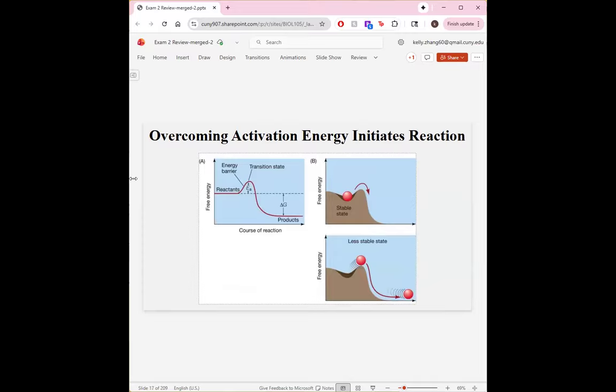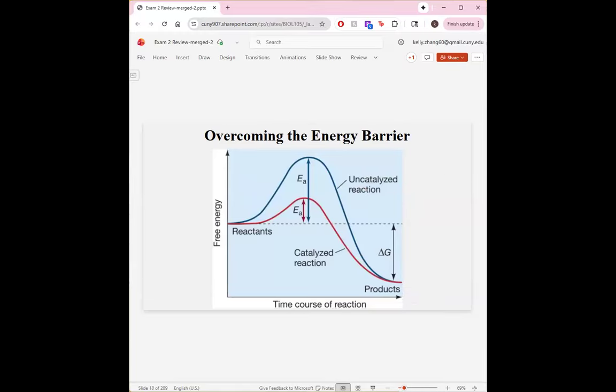So this is basically what I just said, but what you should know is that more stable states are less likely to cross over the energy barrier on their own. So if you can see this versus this, a less stable state is going to cross the energy barrier a lot more easily. Okay, so there are two ways to overcome the energy barrier. It's either one, increasing kinetic energy of the reactant, or two, lowering the energy barrier, which is what catalysts do.